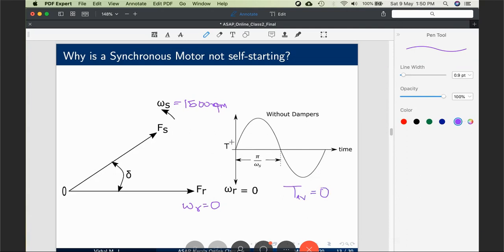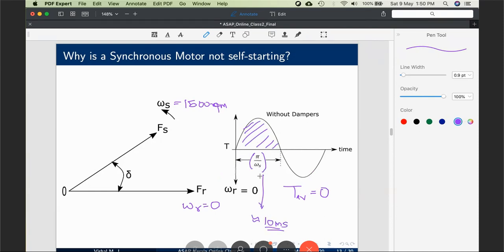And not just that, the rotor experiences positive torque for a duration of pi by omega s. As omega s is 1500, if you ignore the number of poles and reverse calculate, you will get approximately 10 millisecond. It is a 50 hertz wave, 10 millisecond. So the rotor experiences a positive torque for 10 millisecond, then it experiences an equal and opposite negative torque for the next 10 milliseconds, and this cycle continues.